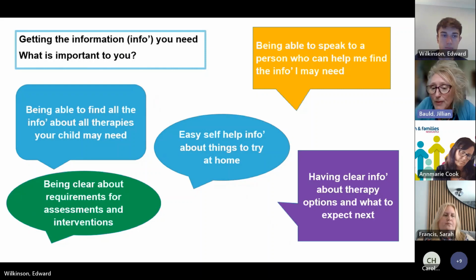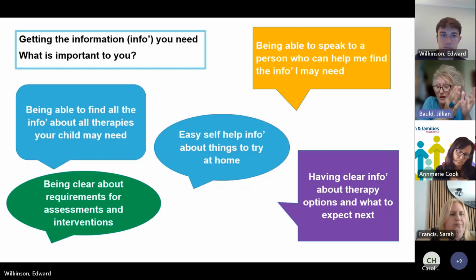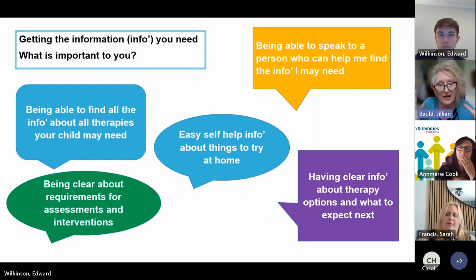Having clear information about therapy options and what to expect, because actually some people have said to us that they didn't know what to expect, they didn't understand that there was a waiting list. It's that not knowing and not having that open, honest information in front of you. So being able to find out all the information about all the therapies your child might need, not just I need to go into this place, this place, this place, but being able to explain that in one clear way.